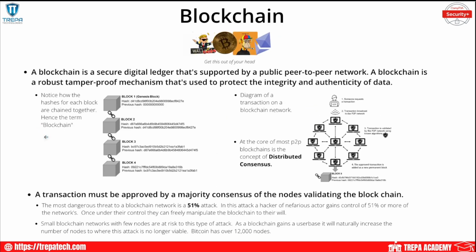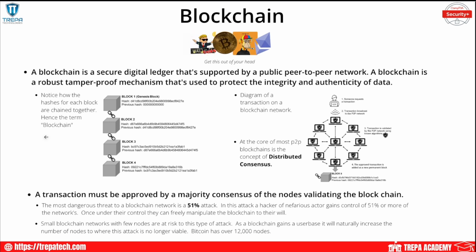Okay, some more PKI components we're going to talk about is the blockchain. A blockchain is a decentralized, distributed ledger that records transactions across many computers in such a way that the registered transactions cannot be altered retroactively, thus ensuring some authenticity, okay? A blockchain is a secure digital ledger that's supported by a public peer-to-peer network. The blockchain is supposed to be tamper-proof, right? It's used to protect the integrity and authenticity of data by a bunch of distributed computers all coming to a consensus that this data is accurate, okay?